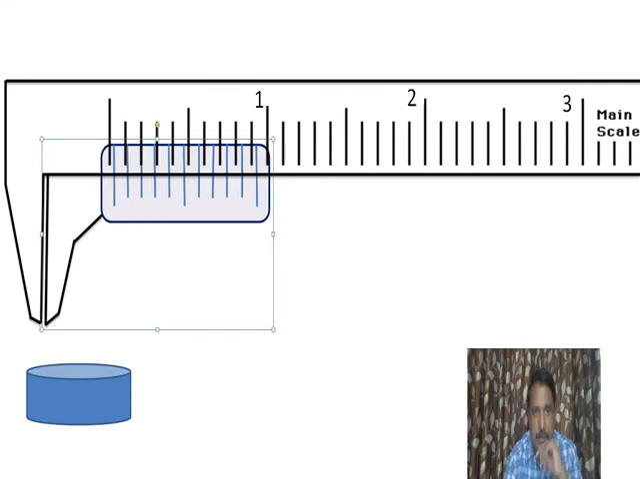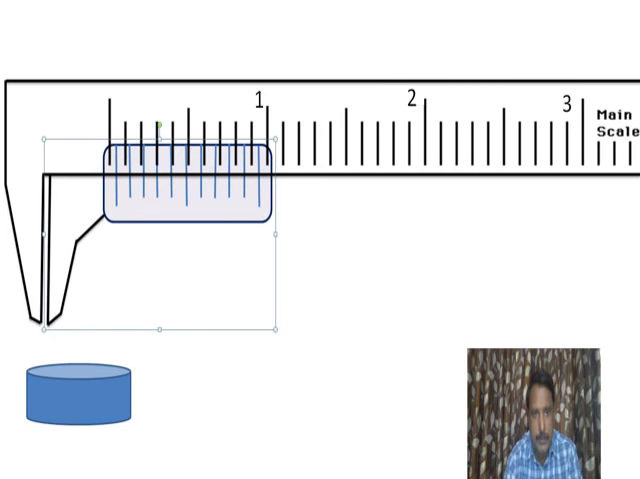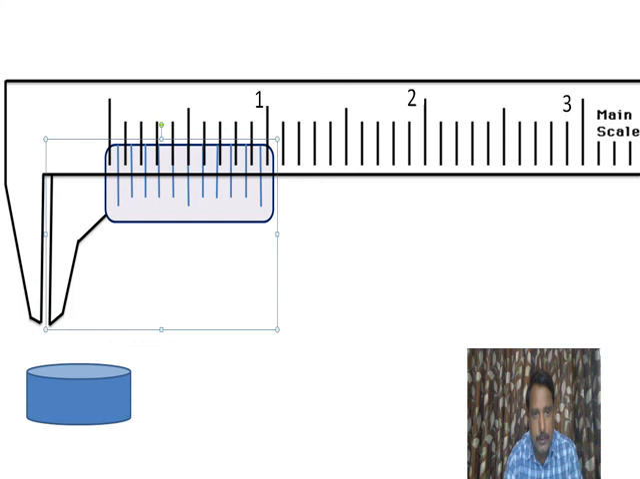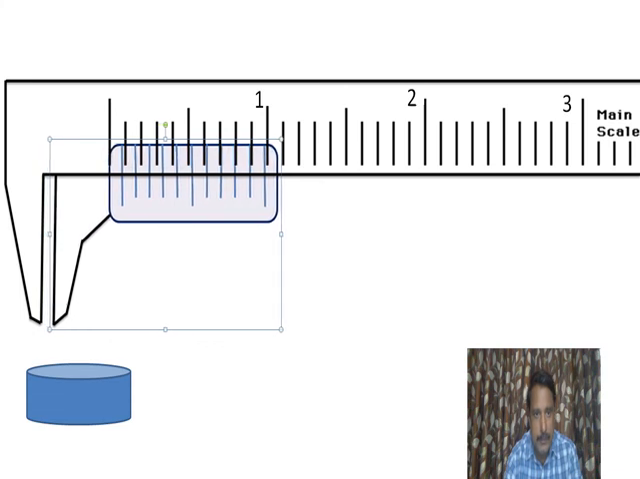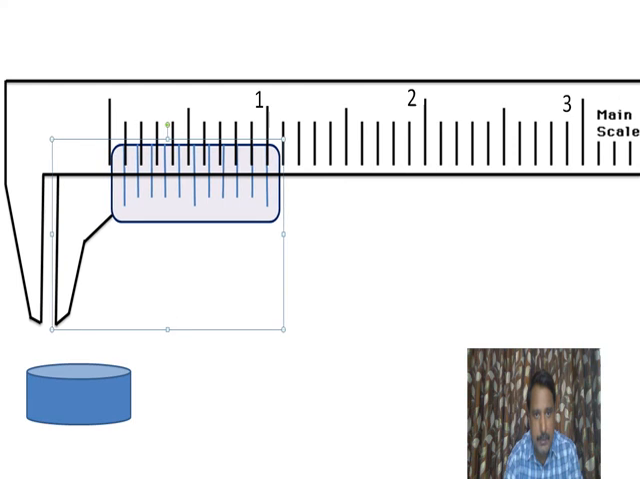Now, as you can see, the second division of the Vernier scale. This is first and this is second. Now second is coinciding with the main scale. Let us see further. Observe it carefully. Now third division is coinciding with the main scale. Now fourth, fifth, sixth, seventh, eighth, ninth, and of course this is the last division. Now I'll go back.